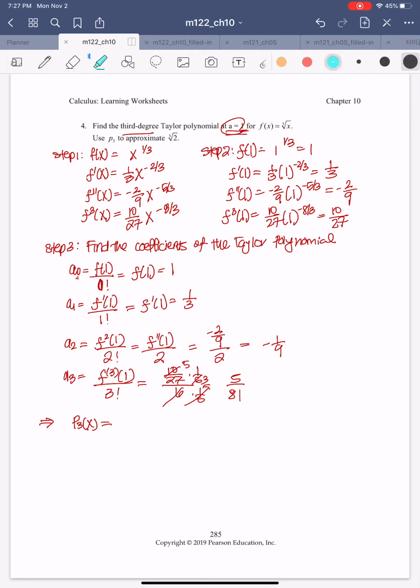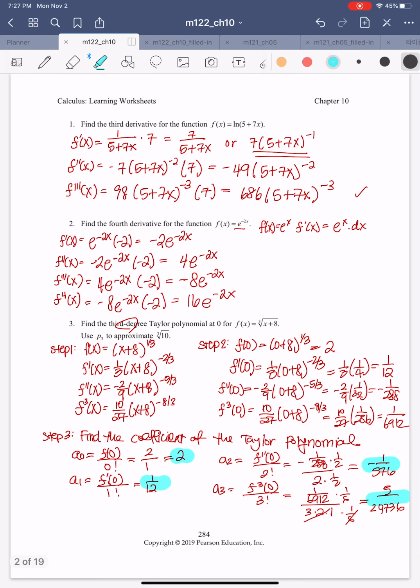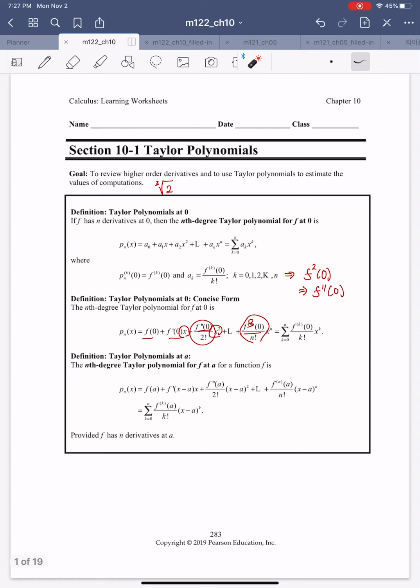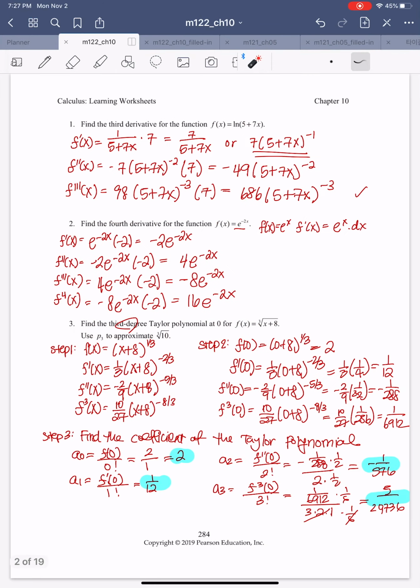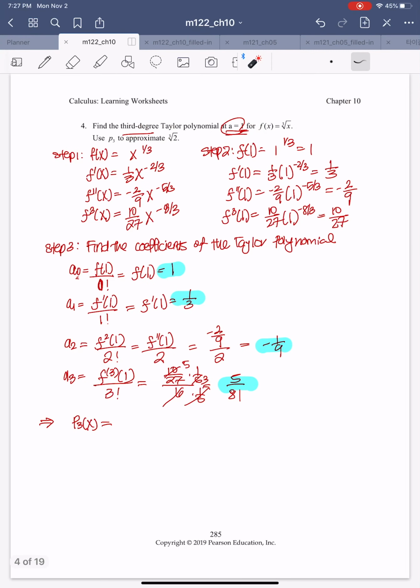So my Taylor polynomial P sub 3 will use each coefficient: 1, 1/3, negative 1 over 9, and then 5 over 81. But this time it's centered at 1 instead of 0, so a is 1, and we have x minus 1 all the way up to x minus 1 cubed. So we have 1 plus 1/3 times (x minus 1) minus 1 over 9 times (x minus 1) squared plus 5 over 81 times (x minus 1) cubed.